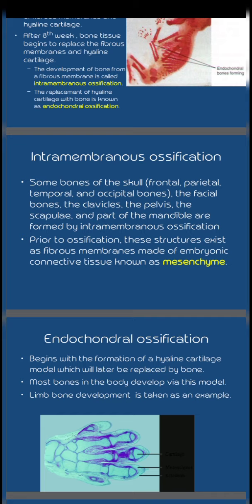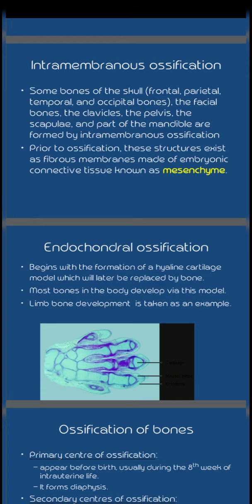Prior to ossification, there is a fibrous layer known as mesenchyme, found in embryos. Here the ossification centers appear and start transforming that mesenchyme into an ossified layer, or into bone. In endochondral ossification, there is a model of hyaline cartilage that is replaced by bone. Most bones of the body, especially long bones, develop via this model, and the bones of the limb are a good example of endochondral ossification.